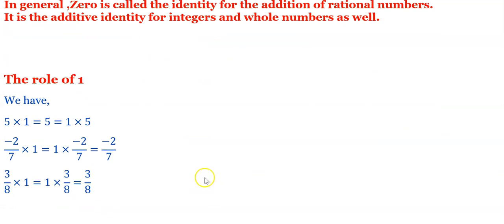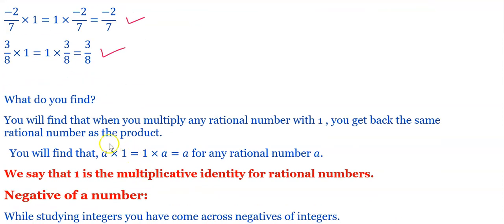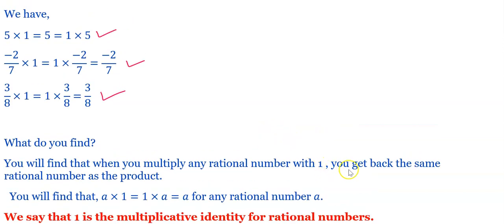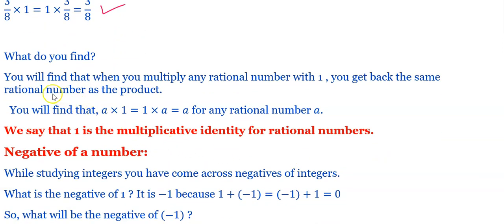Now the role of 1. See this here. 5 into 1 is equal to 5. 1 into 5 is also 5. -2 by 7 into 1 is equal to 1 into -2 by 7, and that equals -2 by 7. 8 by 3 into 1 is equal to 1 into 8 by 3, and that equals 8 by 3. Again here you will find that when you multiply any rational number with 1, you get back the same rational number as the product.